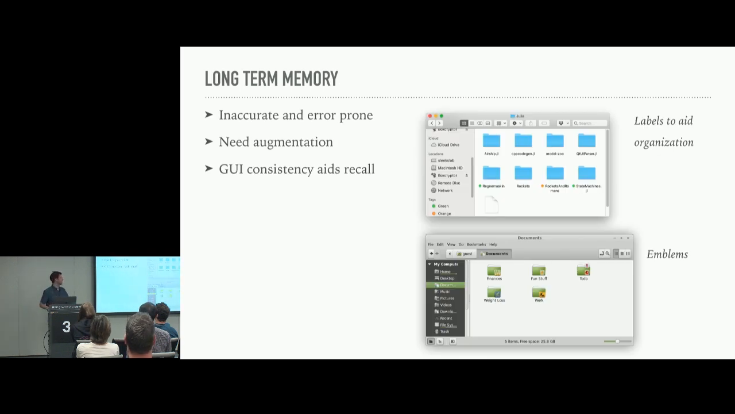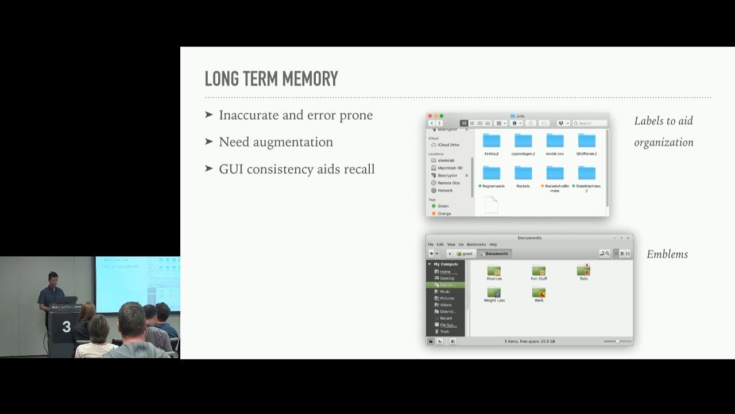Now, long-term memory has different problems. It's not that it just suddenly disappears, but it's full of holes. It's inaccurate. So you need some kind of augmentation to assist you. One way to help you with that is to have consistency in your UI. Place the OK and Cancel buttons in the same kind of places. Use the same kind of icons that mean the same thing repeatedly.